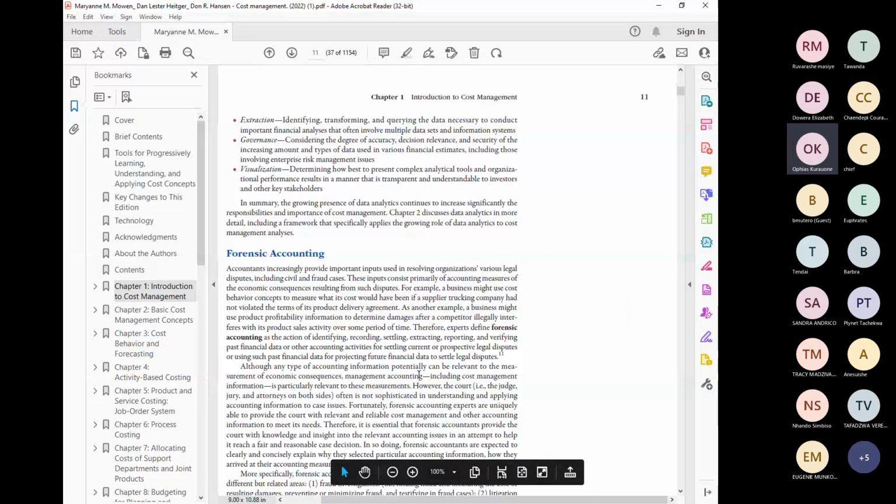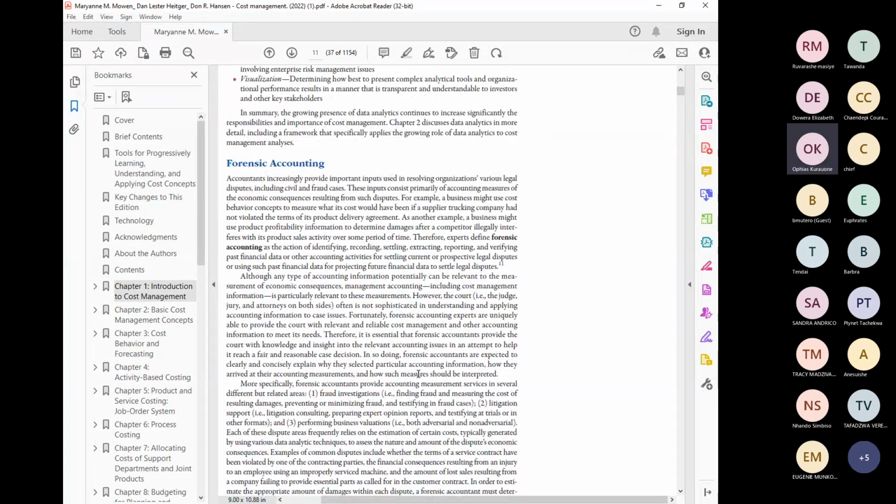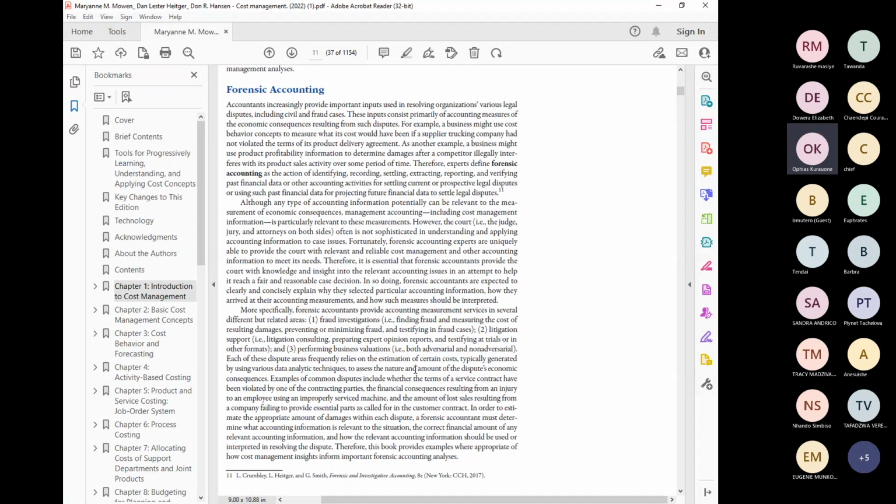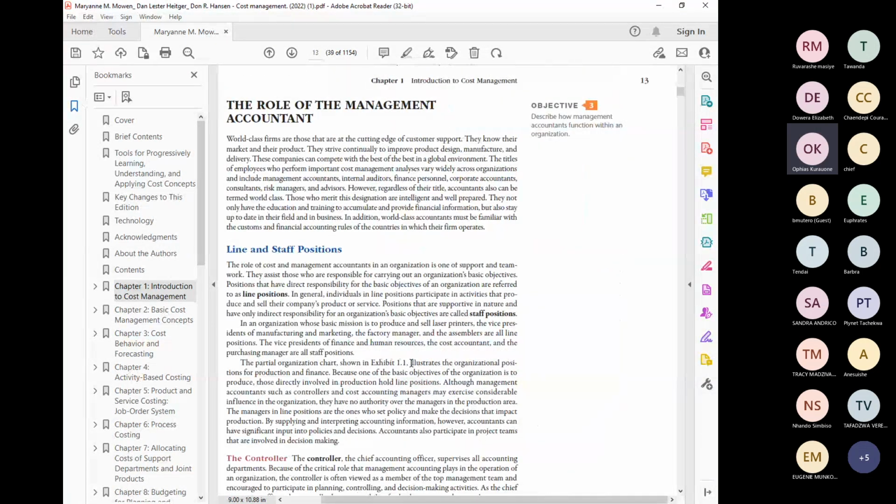Then extraction: identifying, transforming, and querying data, important financial analysis across multiple data users, governance, controlling, and visualization. Statements present complex analytical data and organizational documents. That's very critical. Then forensic auditing; don't worry about that one, you'll be doing it as time goes on.